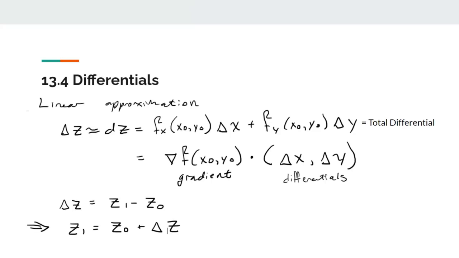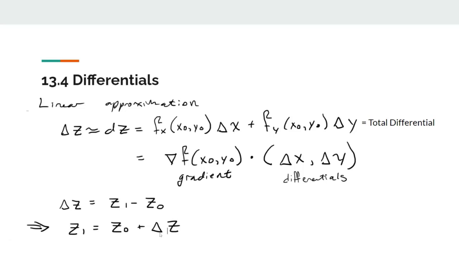Differentials are like a linear approximation. So the total differential is, I guess this delta z is the exact change in z. What this is saying is that we're on a surface, a function of 2 variables, or maybe a function of 3 variables or more, and we know the value of z0 right here. Say we know that, but we want to find z1.